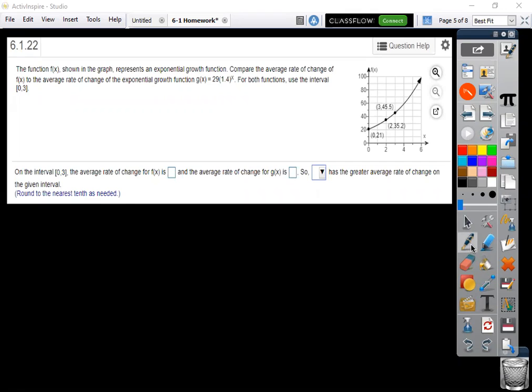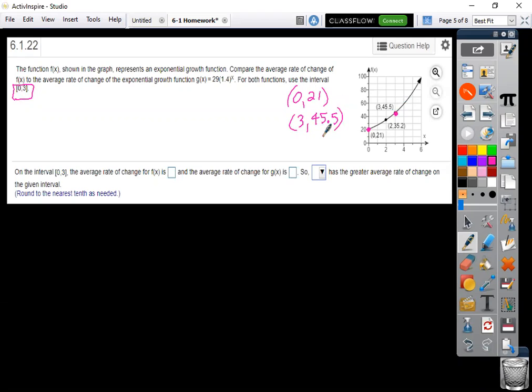Specifically, they tell us in this problem to find the slope just between the interval of x of 0, which would be this point here, to x of 3, which looks like it'd be that point there. So for that one, the two points, we're going to just find the slope for these. So it's from the point (0, 21) to the point, looks like for 3, it's 45.5.